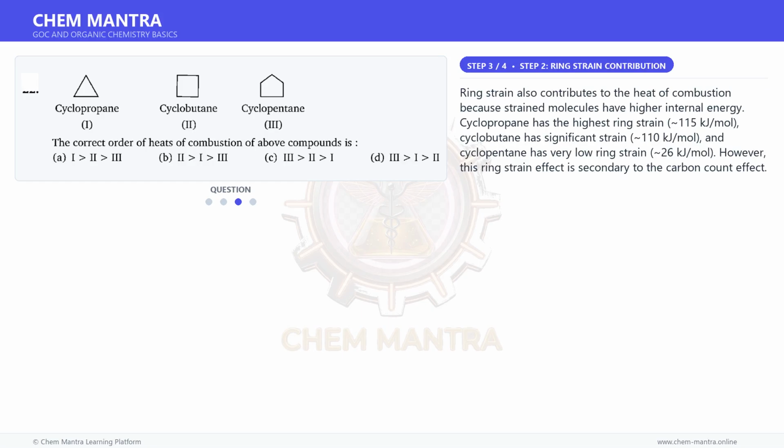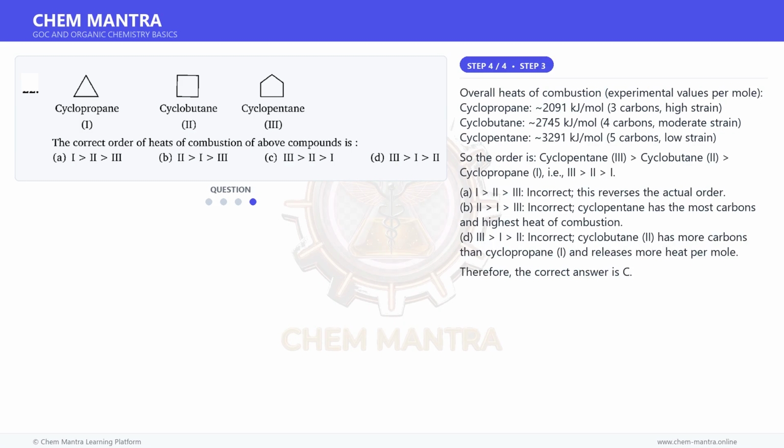Ring strain also contributes to the heat of combustion because strained molecules have higher internal energy. Cyclopropane has the highest ring strain, 115 kJ/mol. Cyclobutane has significant strain, 110 kJ/mol. And cyclopentane has very low ring strain, 26 kJ/mol. However, this ring strain effect is secondary to the carbon count effect.